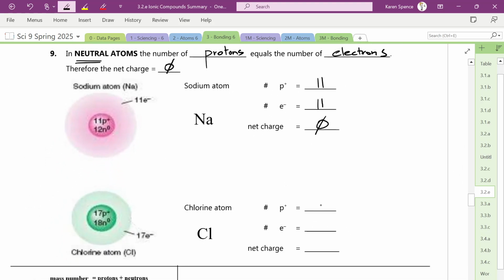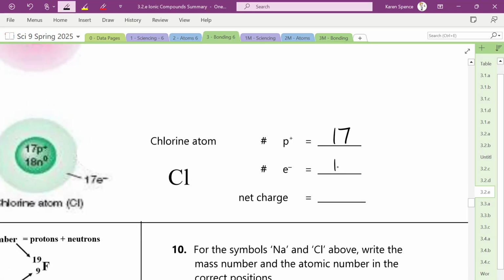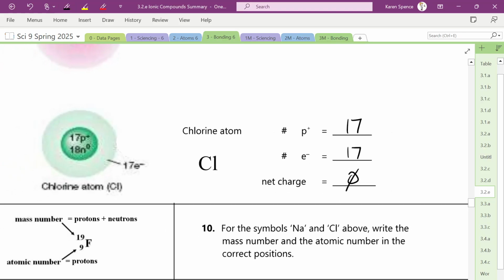Chlorine, we have 17 protons. How many electrons? 17. We have 18 neutrons, okay? And the net charge, therefore, is 0.